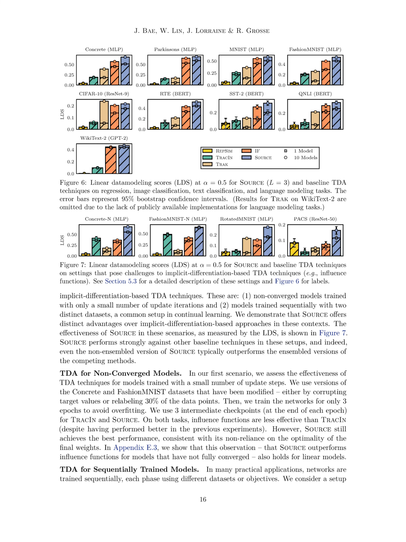Additionally, SOURCE excelled in scenarios where implicit differentiation-based methods struggled, such as with non-converged models trained with a small number of update steps and models trained sequentially with different datasets. In these challenging settings, SOURCE outperformed other TDA techniques, showcasing its effectiveness in attributing model behavior accurately.